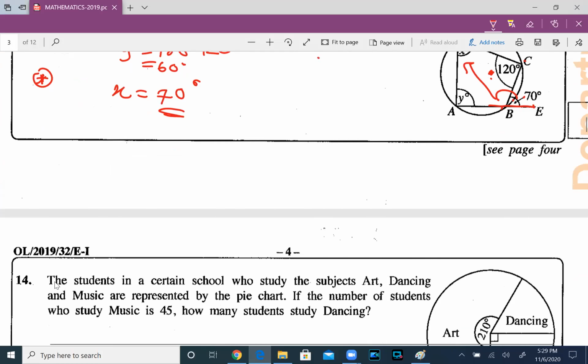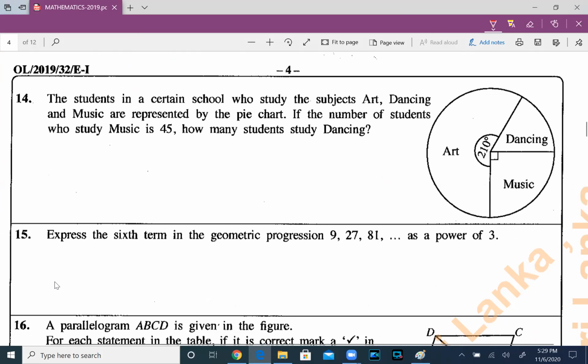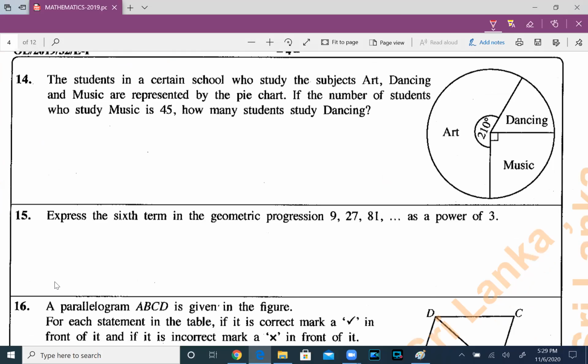So the 14th one: the students in a certain school who study the subjects art, dancing, and music are represented by the pie chart. If the number of students who study music is 45, how many students study dancing? So you know this is a 90 degree angle, since they have put a box here, and a rectangle mark means 90 degrees. For the 90 degrees, it is 45. And you need to find what it is for dancing.